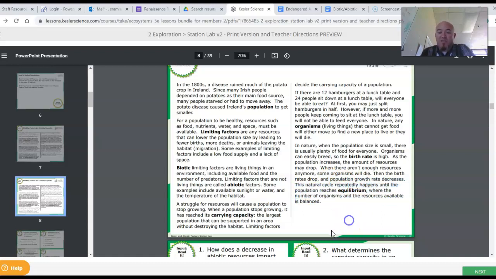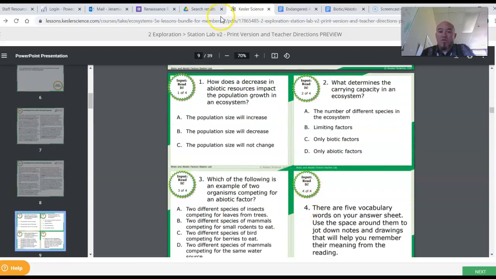Okay, so question 1. How does the increase in abiotic resources impact the population growth in an ecosystem? Is it that the population will increase, the population will decrease, or the population will not change? The population size will not change.